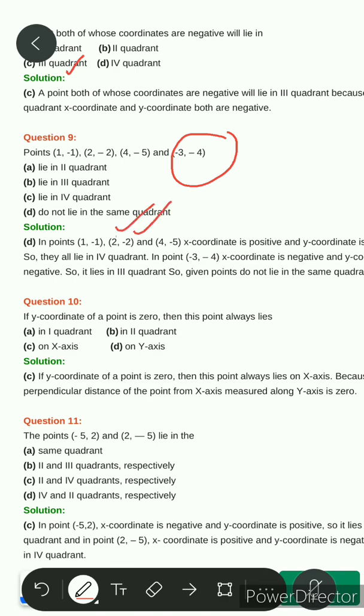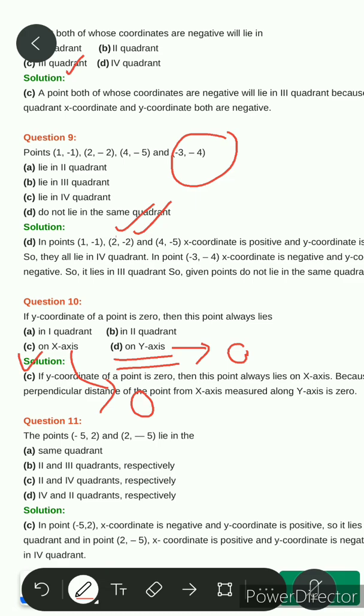Question number 10. If the y coordinate of a point is 0, then this point always lies. The correct answer is on the x-axis. Remember, on the x-axis, the y coordinate is always 0. And on the y-axis, the x value is always 0.